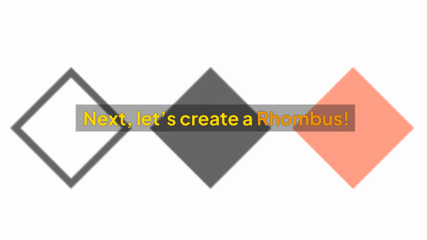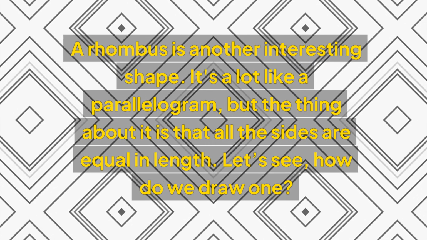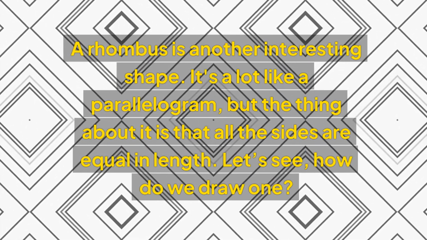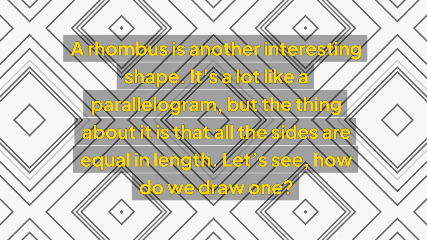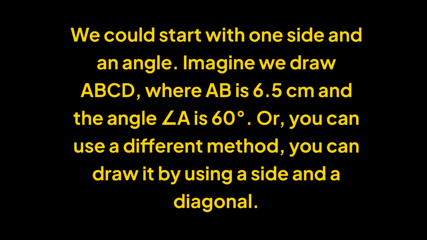Next, let's create a rhombus. A rhombus is another interesting shape. It's a lot like a parallelogram, but the thing about it is that all the sides are equal in length. Let's see, how do we draw one? We could start with one side and an angle. Imagine we draw ABCD, where AB is 6.5 cm and the angle A is 60 degrees. Or, you can draw it by using a side and a diagonal.